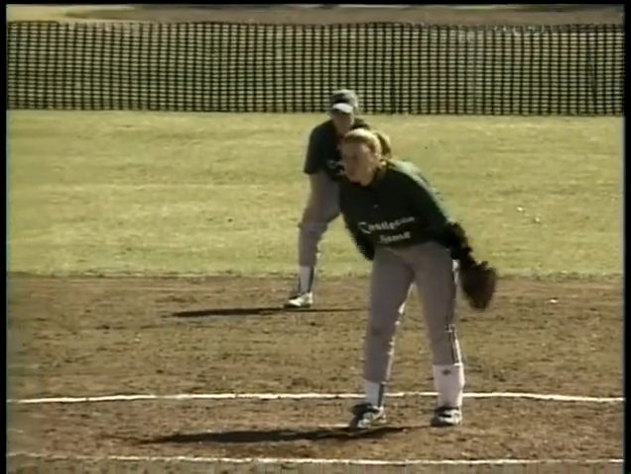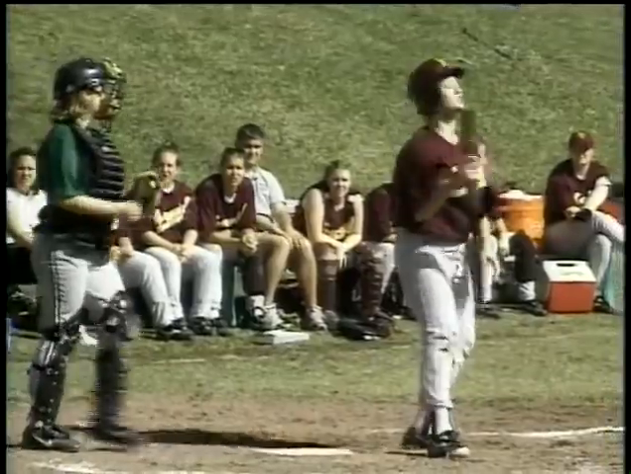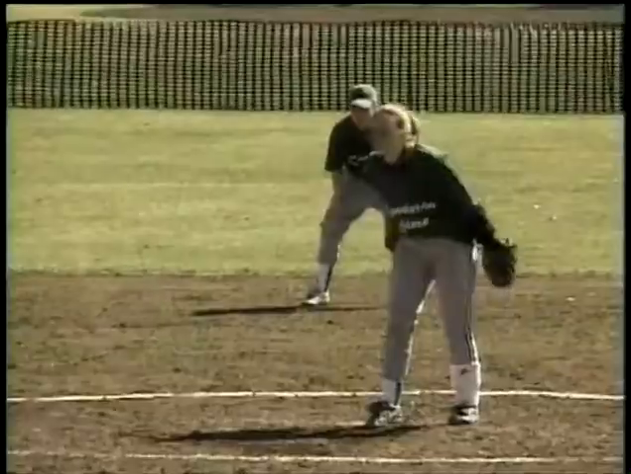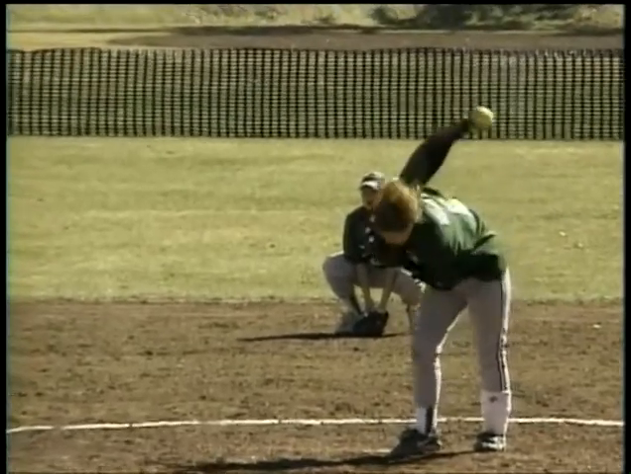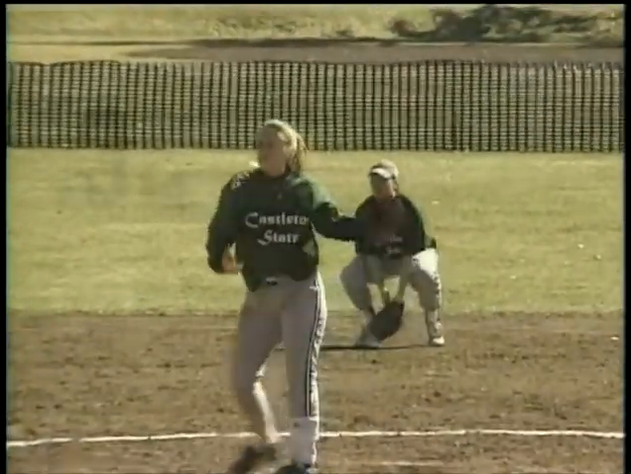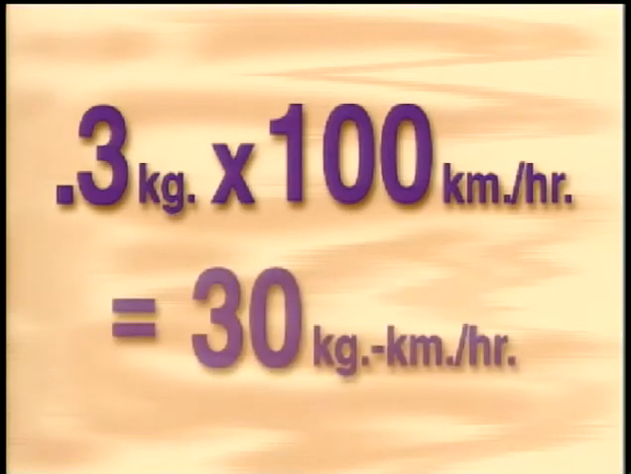Let's take a look at the momentum of this softball thrown by this pitcher. The softball has a mass of about 0.3 kilograms. The young pitcher can throw a fastball at about 100 kilometers per hour. To calculate the momentum, we multiply the mass of 0.3 kilograms by the velocity of 100 kilometers per hour to get a momentum of 30 kilogram-kilometers per hour.